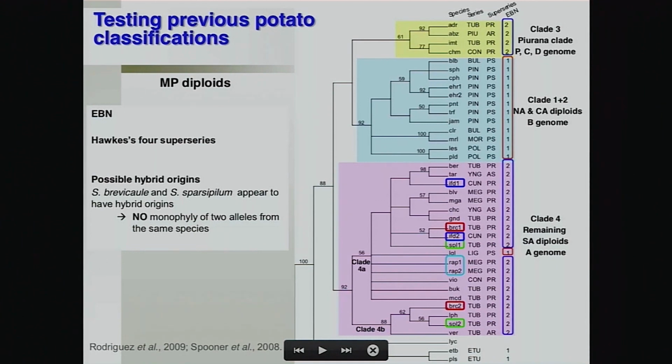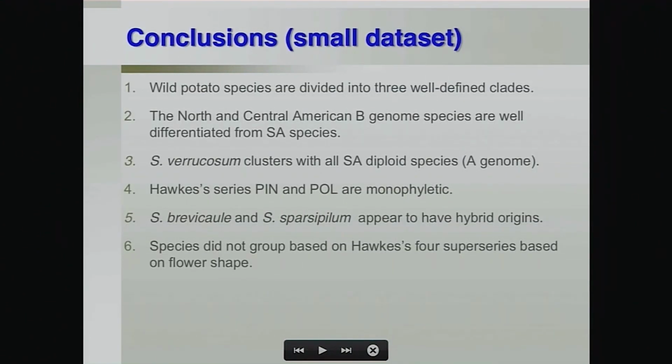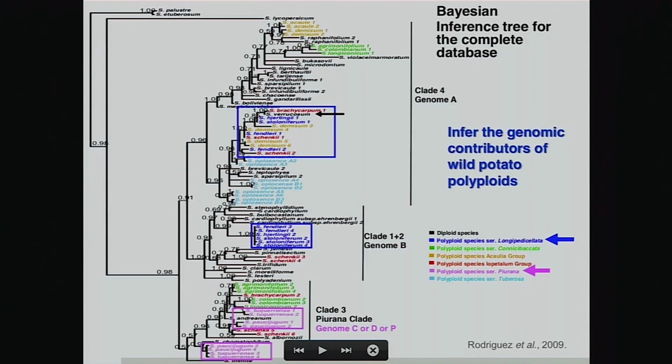But in some way, working with diploids is very easy. Why? Because if this is a single copy gene, you can expect only two different alleles. It's a single copy gene and it's diploid. But in section Petota, we have a lot of polyploids. So we wanted to know what is going on with polyploid species. Next step. Now, those are the conclusions, but I already said that.